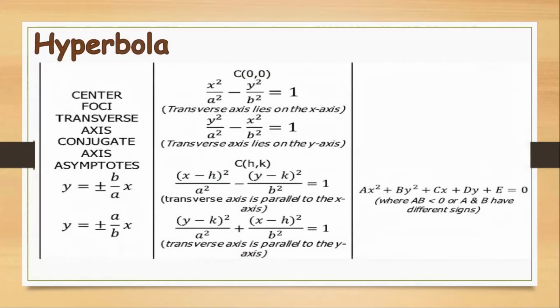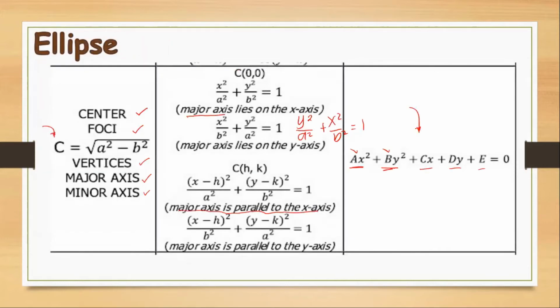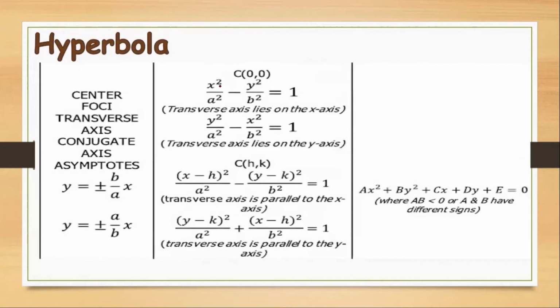And for the hyperbola, it's just like the equation of the ellipse, but we use a subtraction sign between the two quantities on the left. So for the ellipse, we use x squared over a squared plus y squared over b squared. But here we have x squared over a squared minus y squared over b squared equals 1, if the center is at 0 and the transverse axis lies on the x-axis.